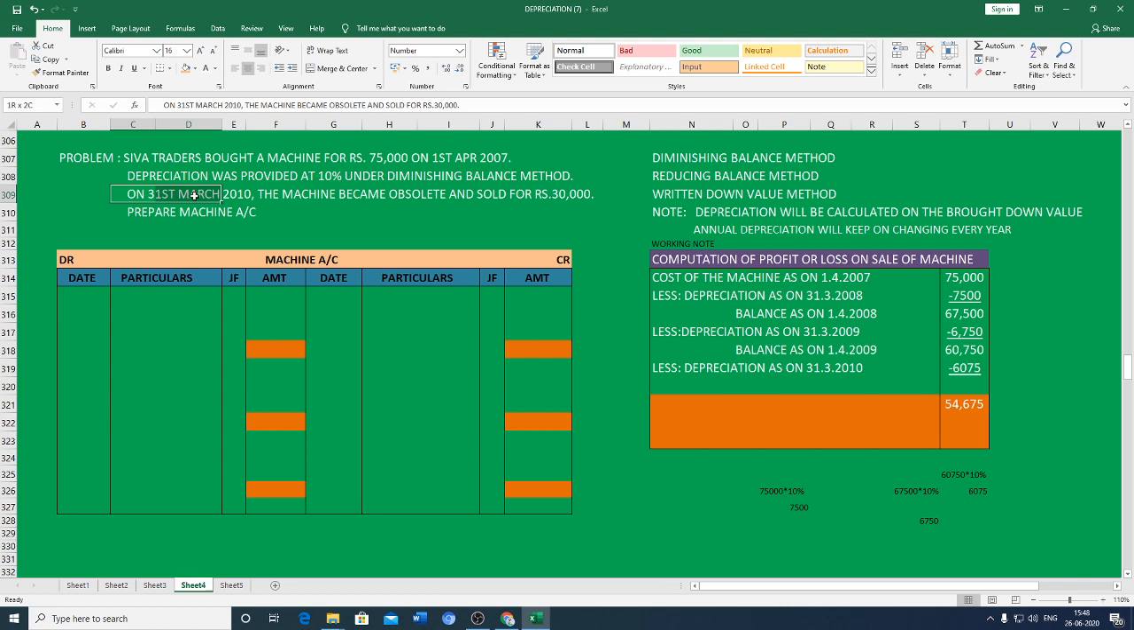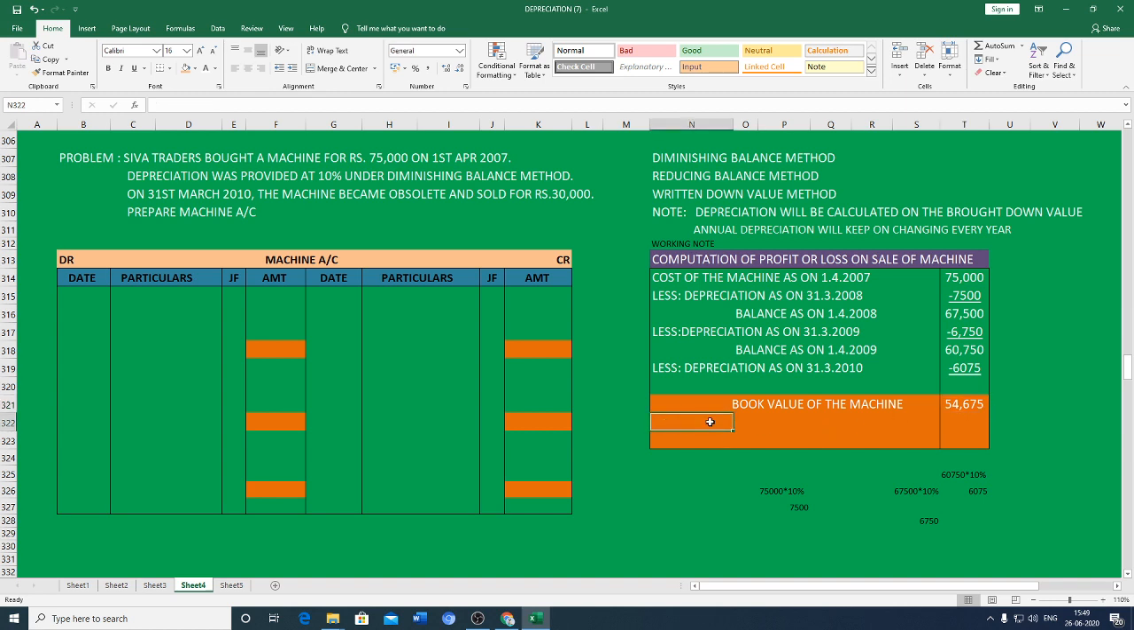Look at this date, 31st March 2010 is the ending of our financial year. On the same day, the machine became obsolete and was sold for 30,000. Now this balance, we cannot write it as balance on 1/4/2010; it should be recorded as book value of the machine. That is 54,675. After calculating depreciation throughout the life of the asset, once it becomes obsolete, the balance will be called book value of the machine.